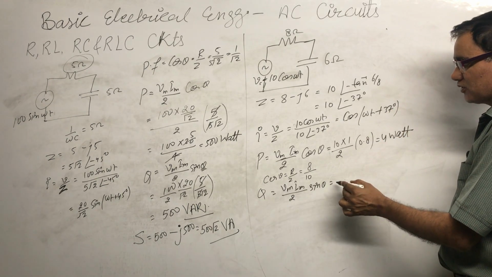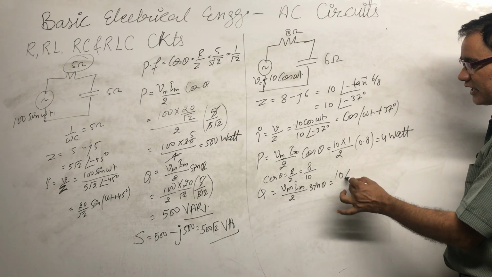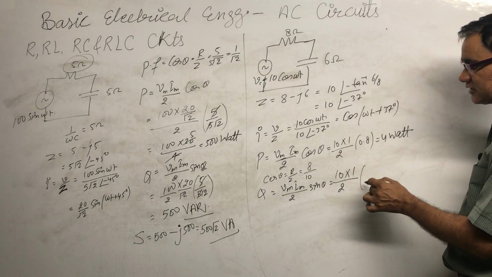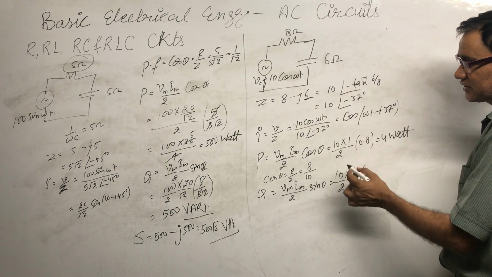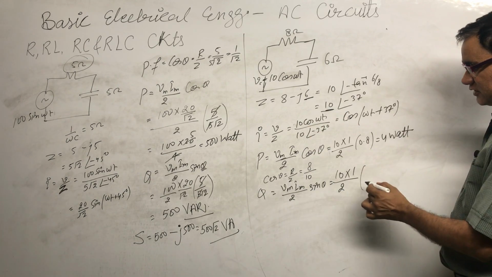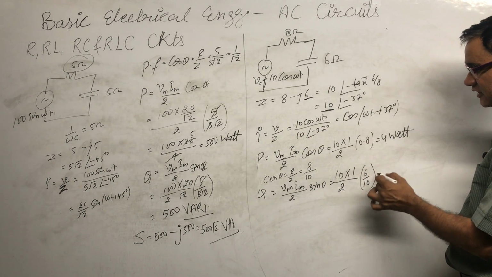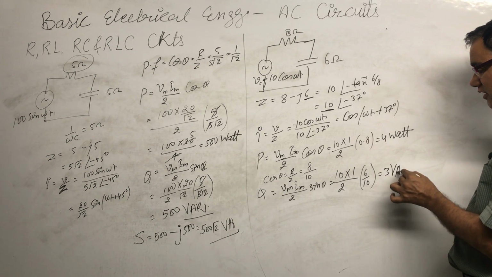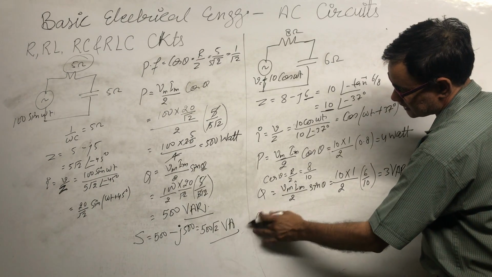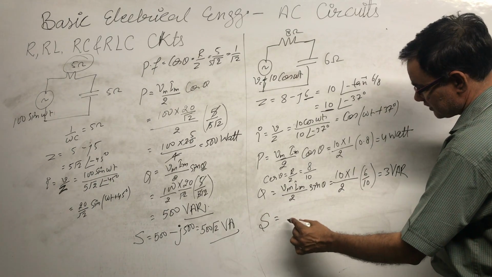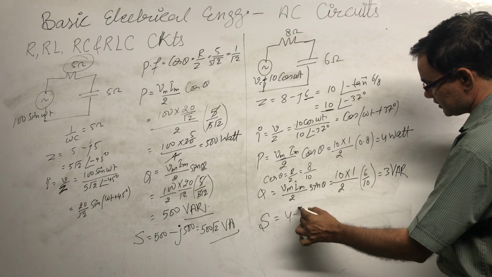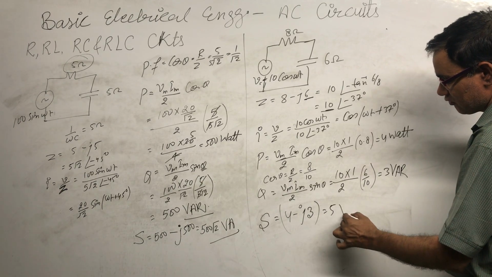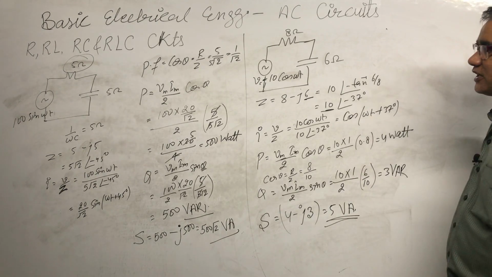Okay. So Vm is 10, Im is 1, by 2 sine theta. If the cos is 0.8, then sine is X upon Z. X is 6, Z is 10, 6 upon 10 is 0.6. So it is 3, not watt, VAR. And total S, that is apparent power S, is equal to 4 minus j 3, that is 5 VA. That's the apparent power.